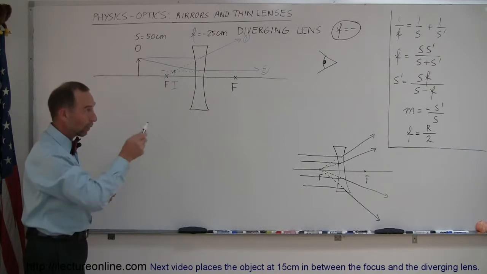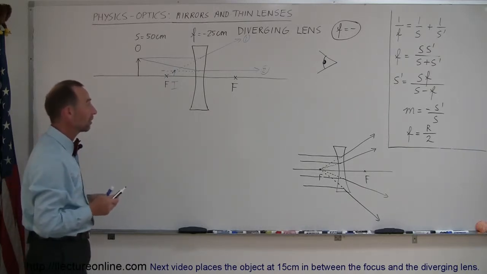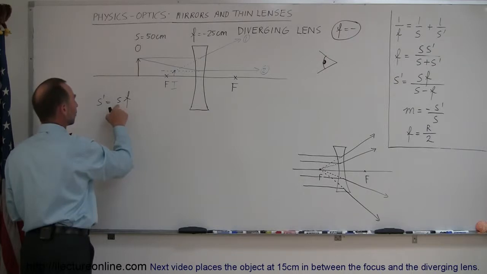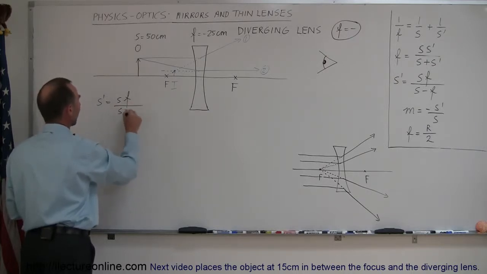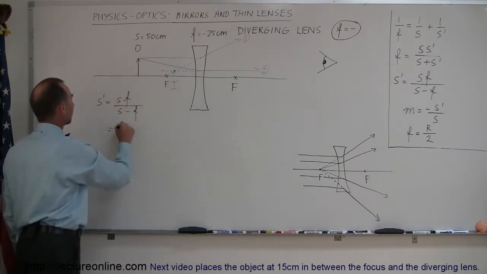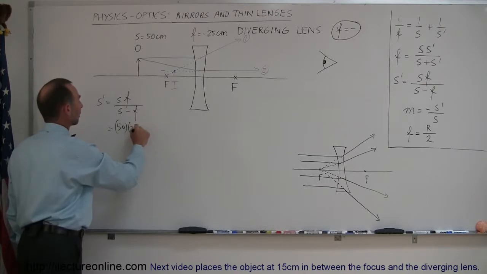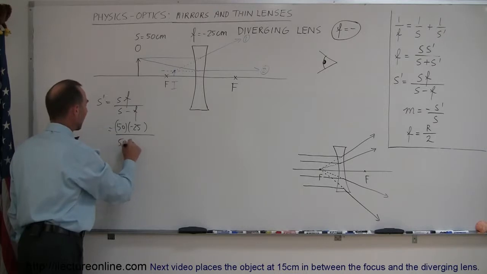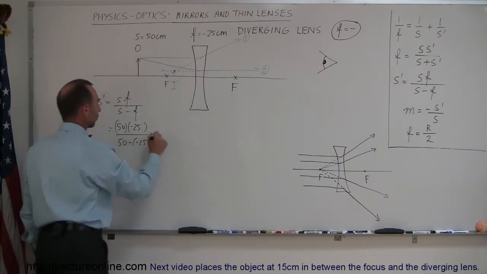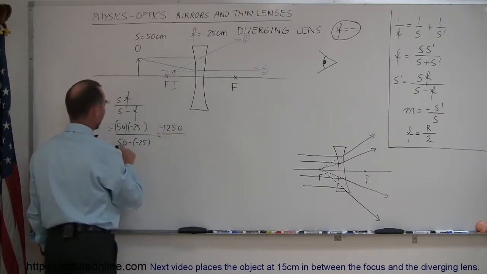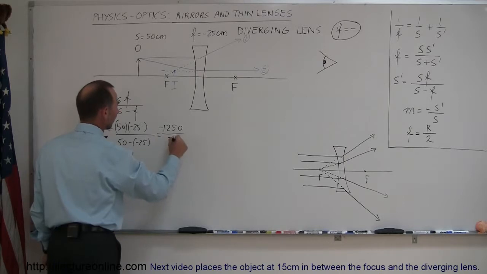Now, let's go ahead and use our equations to figure out the exact location of the image. Again, we use the same equation, S prime, the distance to the image, is equal to S times F, the distance to the object and the focal length, divided by S minus F. And plug in the numbers that we have. S is 50 centimeters, and F is a minus 25 centimeters. Remember, for a diverging lens, the focal length is negative, divided by 50 minus a minus 25. And so this will give us minus 1,250, divided by 50 minus minus 25, which would be a positive 75.